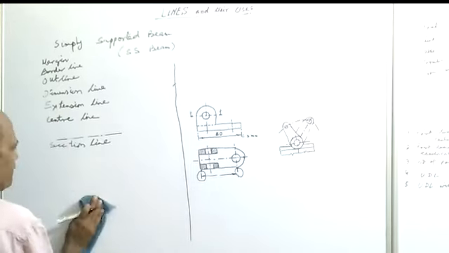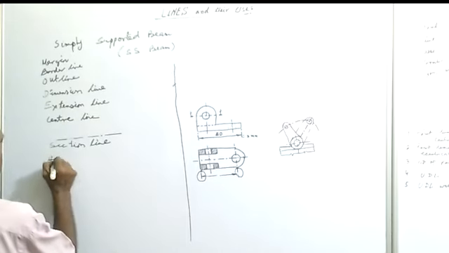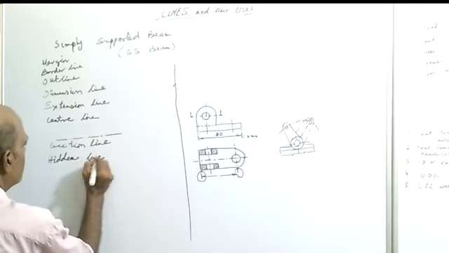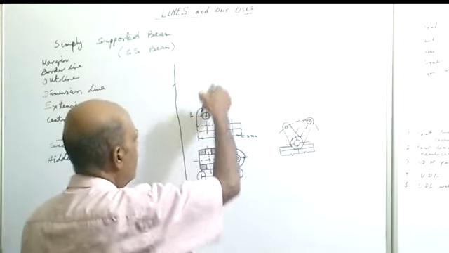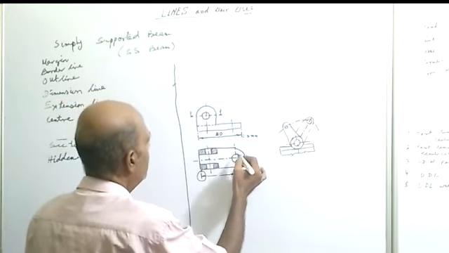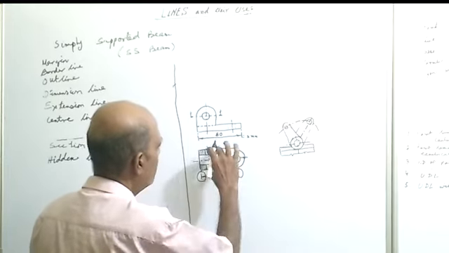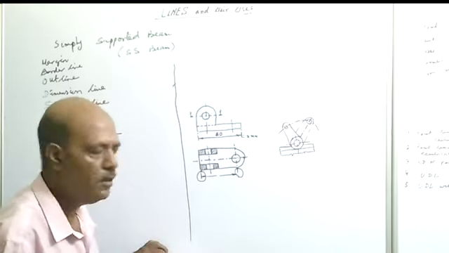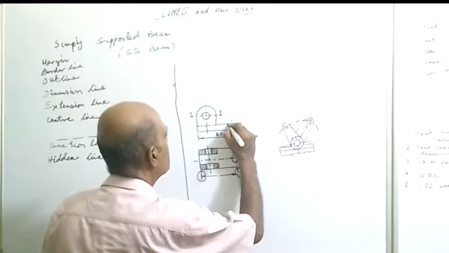Next we will see the hidden line. Here you can see this is the circle. From the top view the circle is visible, but if we see the front view the circle is not visible, so it is shown by a dotted line.